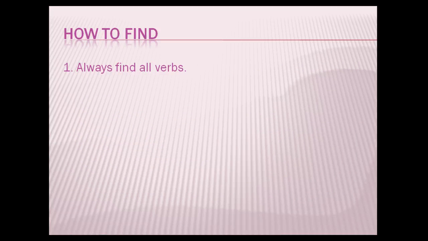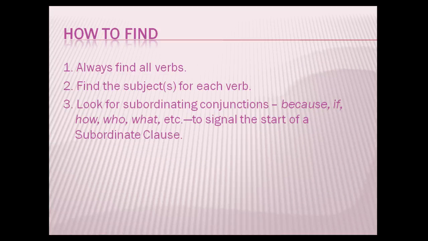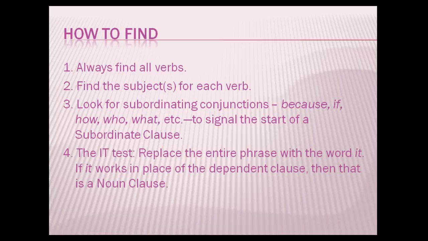How do we find them? Well, the steps don't change that much. Find the verbs, find the subjects, find the subordinate conjunctions. All that's old hat by now. We run the it test. If these are noun clauses, we're going to use the it test. Replace the entire phrase with the word it. If it works in the place of the dependent clause, then that is a noun clause.